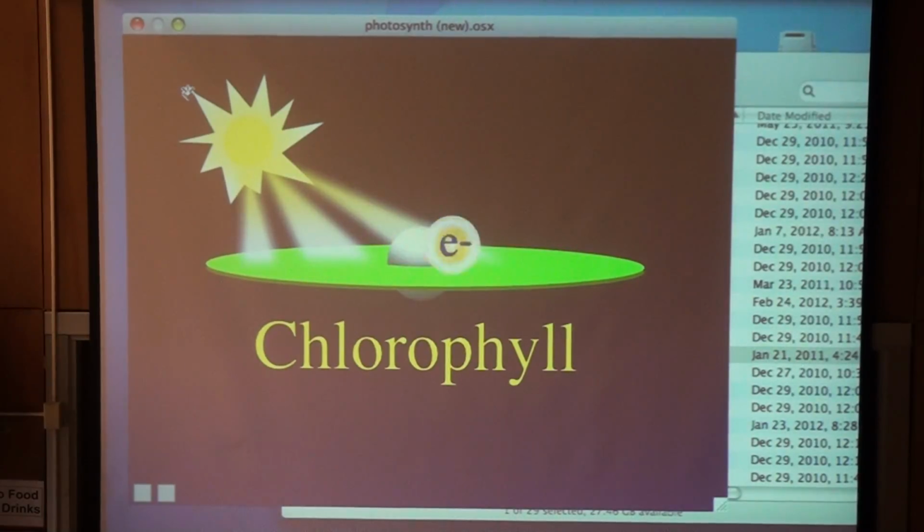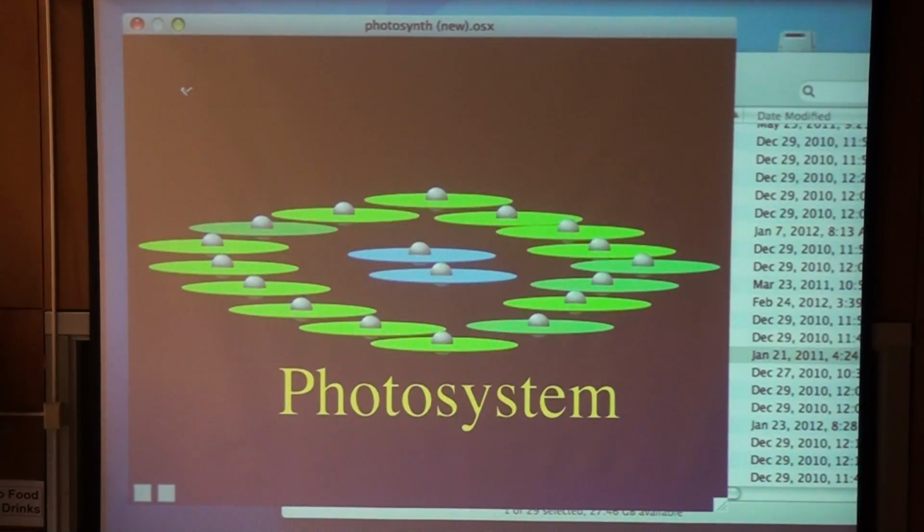Now, chlorophyll molecules are found in clusters within the thylakoid membrane. They tend to group together within the thylakoid membrane. And a cluster of these chlorophyll molecules is called a photosystem, which I'm going to be abbreviating as PS in your notes. A cluster of chlorophyll molecules in the thylakoid membrane is a photosystem.